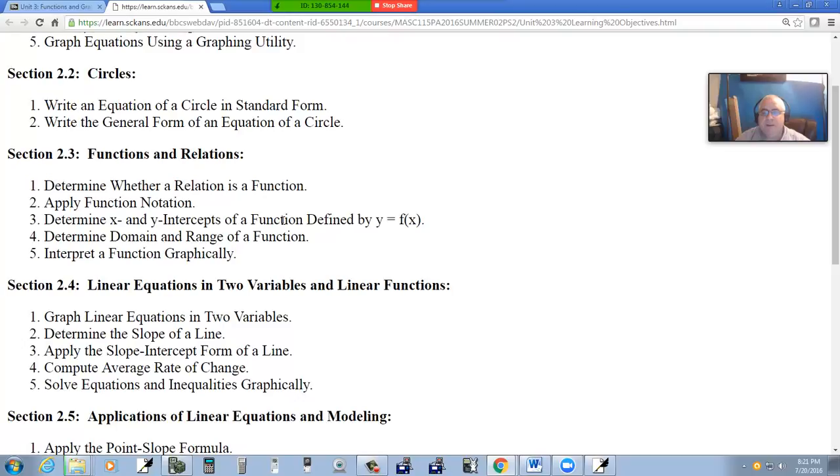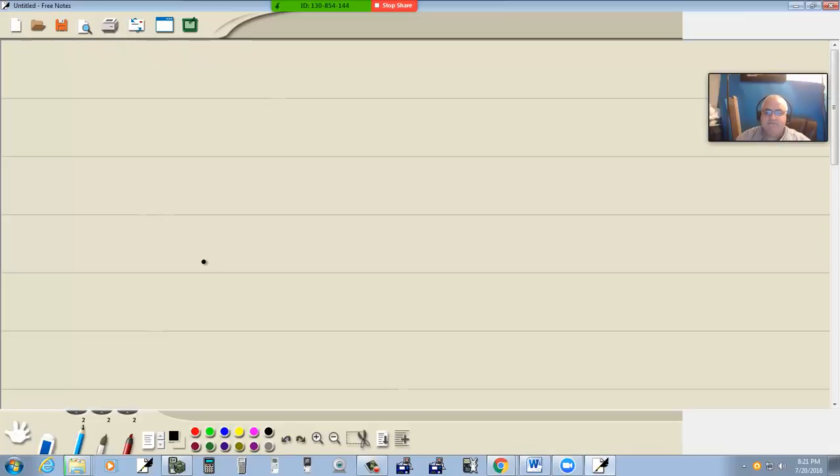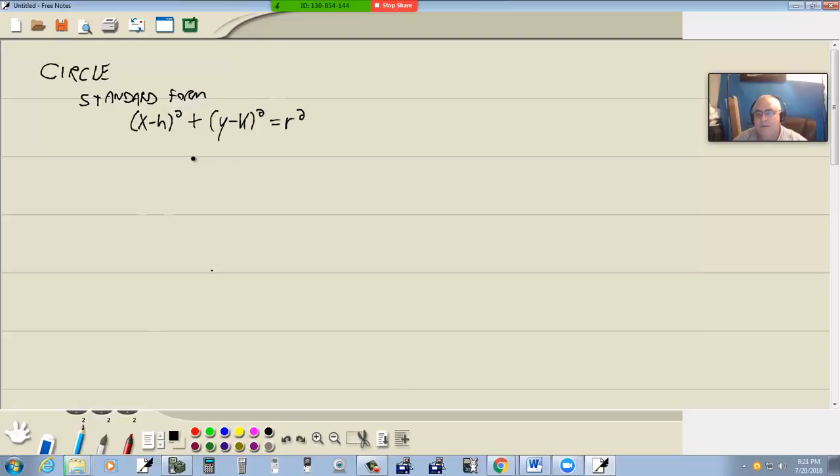Section 2.2. Write an equation of a circle in standard form. Typically, you're given some information when it asks you to write it in standard form, but let's first talk about what standard form is. When you've got circles, your standard form is (x minus h) squared plus (y minus k) squared is equal to r squared, where h, k, and r are numbers.